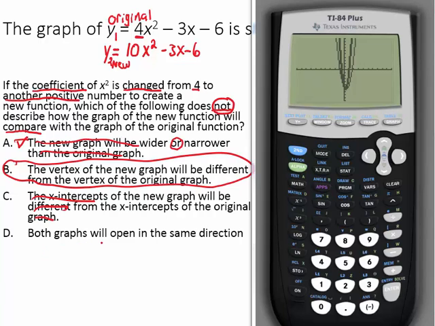And it says both graphs will open in the same direction. Well, yeah, both of them are opening where they have their tips down at the bottom and their openings up at the top. So D is correct, which means it's not the answer choice we want either. So B is the answer choice we want because it does not describe the graph of the new function compared with the graph of the original.